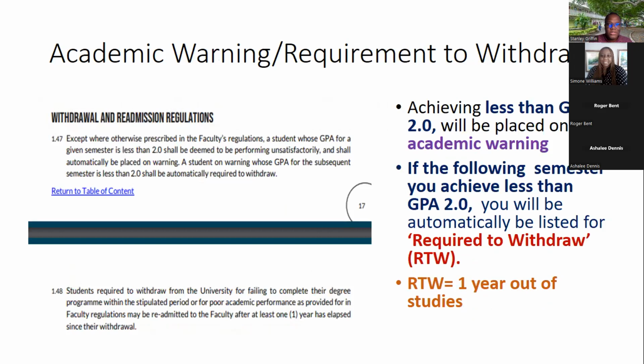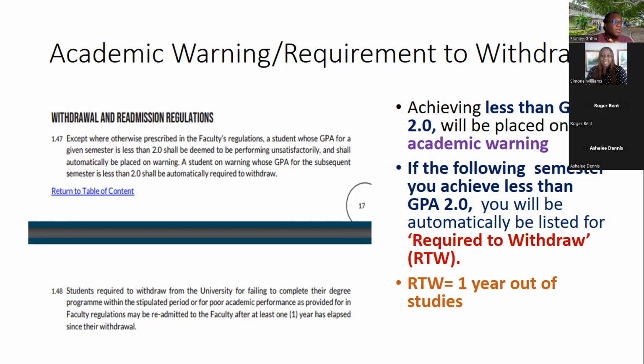Now, the reality is, life can happen, and you may not necessarily meet the GPA requirement of 2.0 for each semester. If that happens, according to the regulations, copied and pasted, you will be placed on academic warning. If in that semester you've been placed on academic warning, and the following semester you've also been placed on academic warning for a GPA under 2.0, you'll be immediately listed as a student who will need to spend a year out.